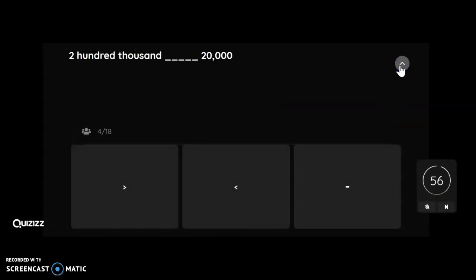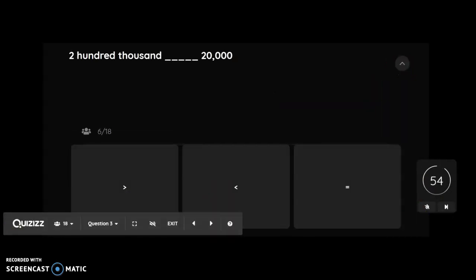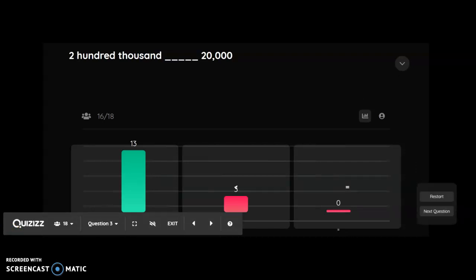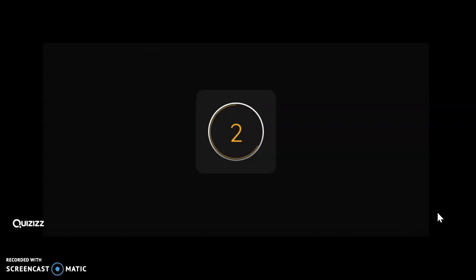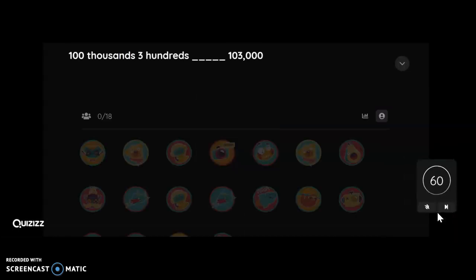Compare 200,000 and 20,000. 200,000 is greater than 20,000. There's no reason that anybody should miss that one. Really, there's no reason anybody should miss any of these comparison problems. On your test tomorrow, take the time to actually write the number in standard form, paying attention to what place values it tells you in unit form so you don't get confused.